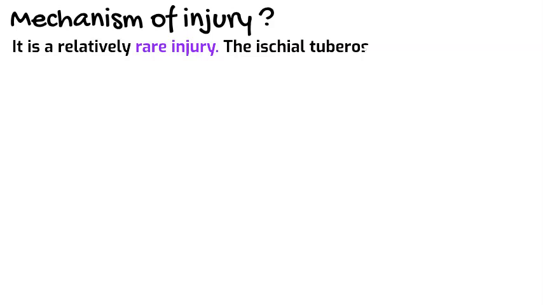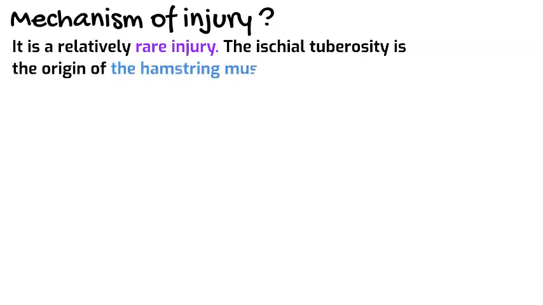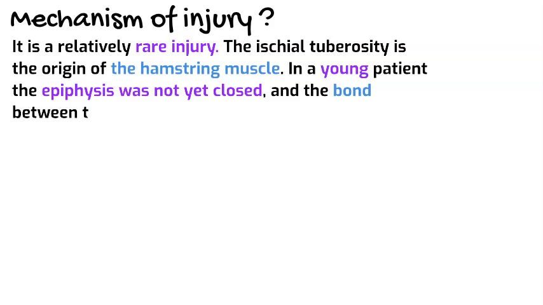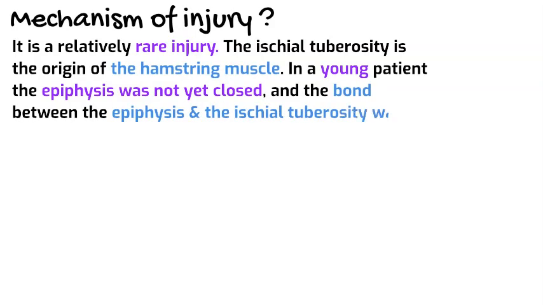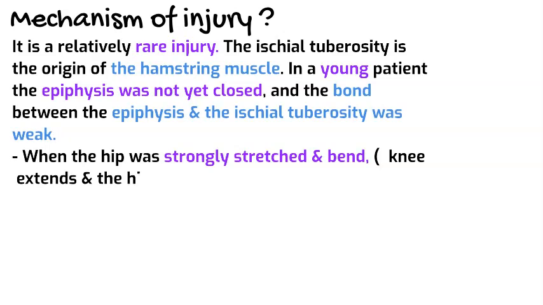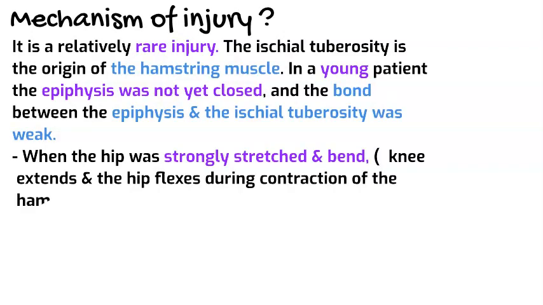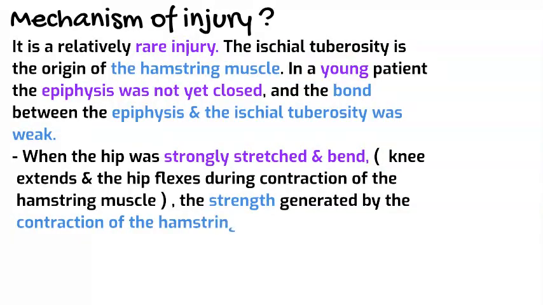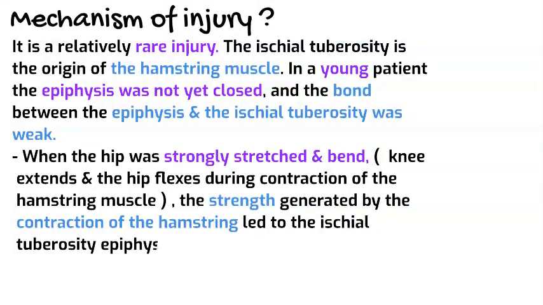What is the mechanism of injury? It is a relatively rare injury. The ischial tuberosity is the origin of the hamstring muscle. In a young patient, the epiphysis is not yet closed, and the bond between the epiphysis and the ischial tuberosity is weak. When the hip is strongly stretched and bent, whereby the knee extends and the hip flexes during contraction of the hamstring muscle, the strength generated by the contraction of the hamstring leads to ischial tuberosity epiphyseal avulsion fracture.